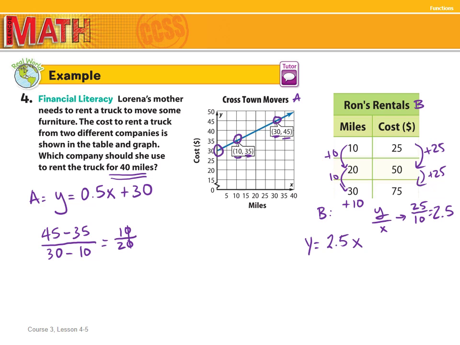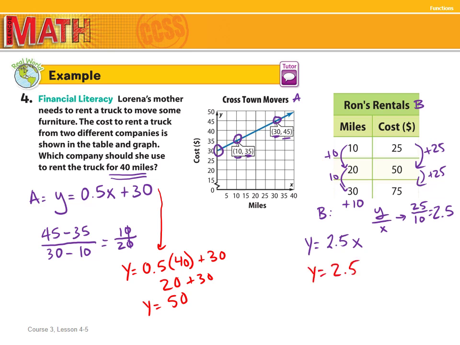So she wants to use it for 40 miles. Let's plug in 40 to both of them. Let's start off with company A. Y is equal to 0.5 times 40 plus $30. So half of 40 is 20. So 20 plus 30, y would equal 50. So the total cost would be $50 for Crosstown Movers. Now let's try y is equal to 2.5 times 40. And 40 times 2.5 is $100.